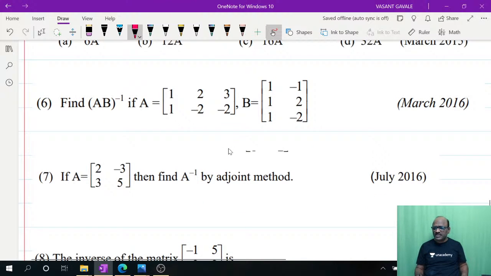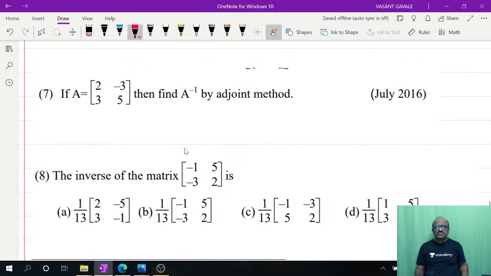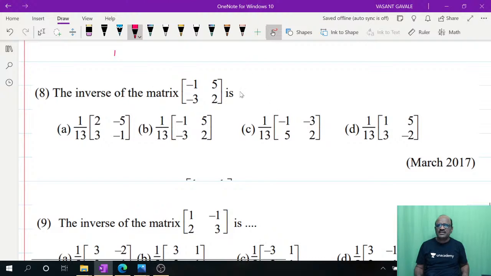Next question, find AB inverse if the matrix A is given 1 2 3, 1 minus 2 minus 1, B is 1 minus 1 1, 2 1 minus 2. Only you have to find out first of all the product of AB and then find out its inverse. Okay, next, again the same type of questions are repeated here. A matrix is given 2 minus 3 3 5, then find A inverse by using the adjoint method. Again the multiple choice question is here. It is for the 2 marks.